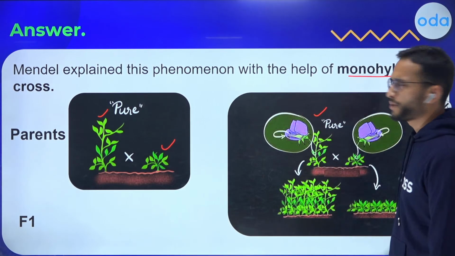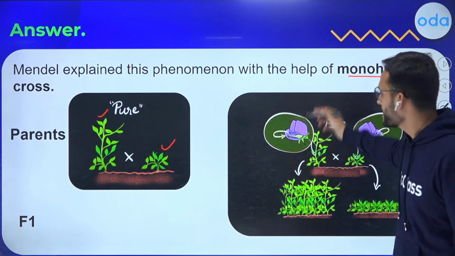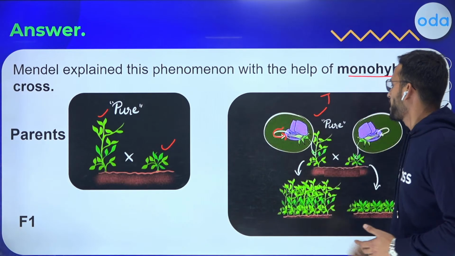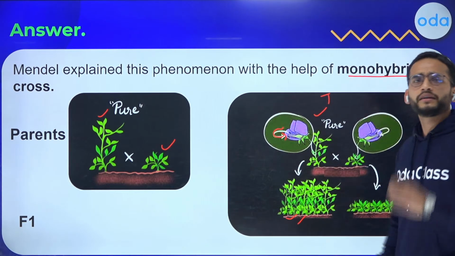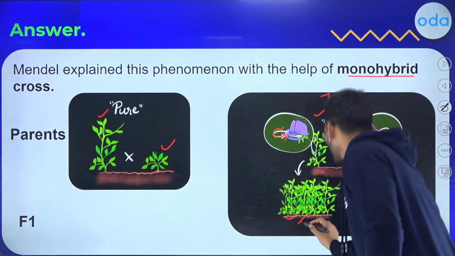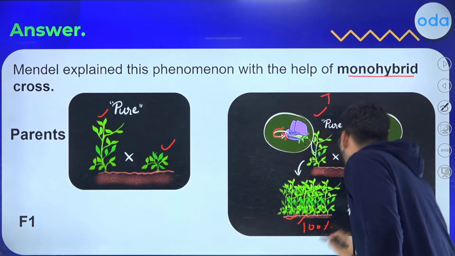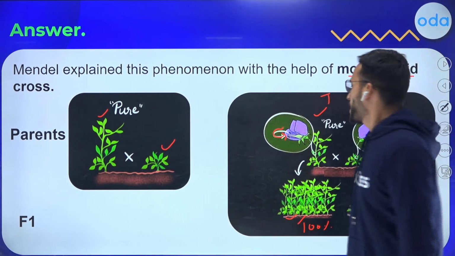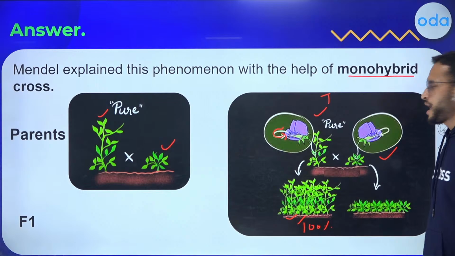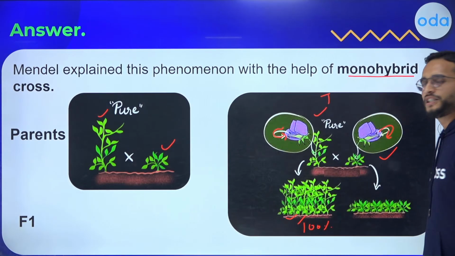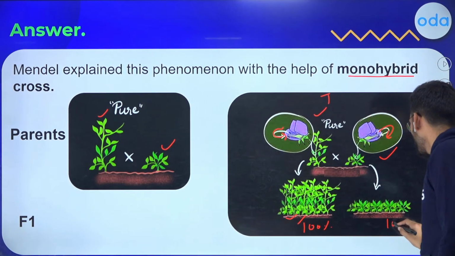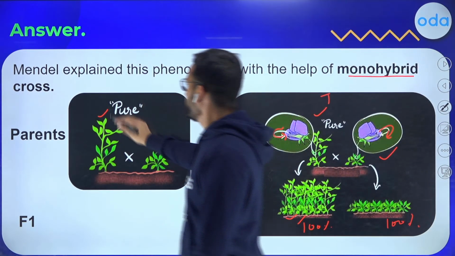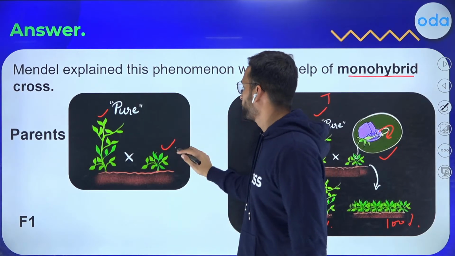He took a pure plant. That means if he self-pollinates this pure tall plant, he will always get 100% tall plants. What is the probability? That is, 100% tall plants will be found from pure tall plants. Now what about pure dwarf plants? Again, when he self-pollinated these plants, he always got 100% pure dwarf plants. So he took these pure tall and pure dwarf plants.